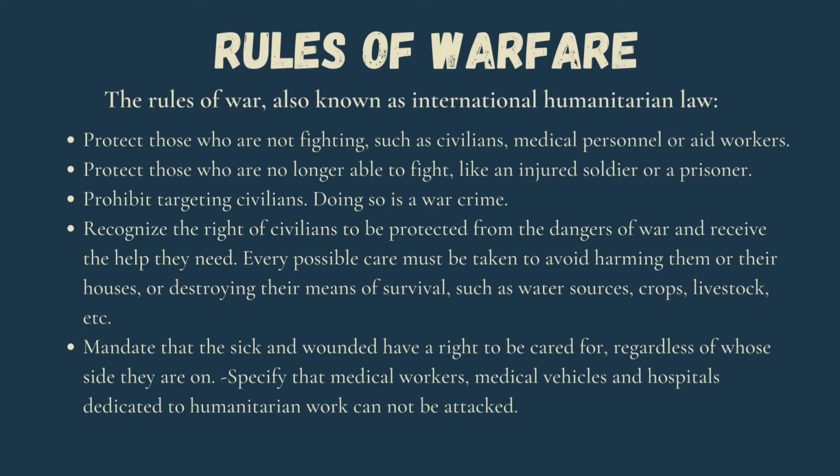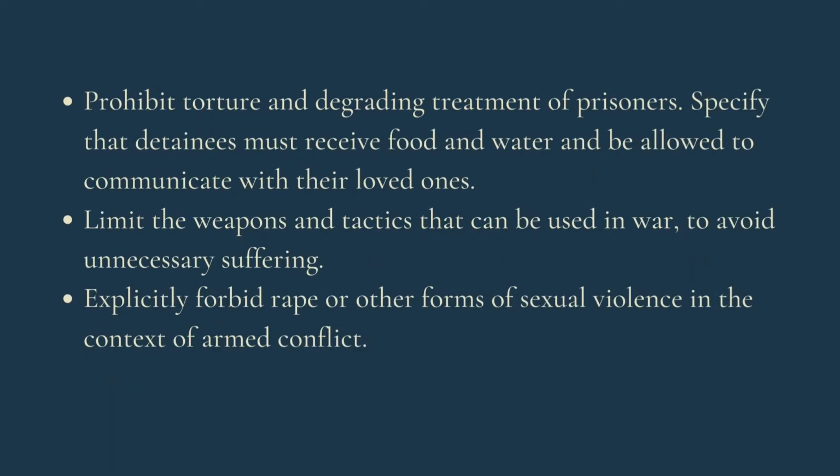Fifth is to mandate that the sick and wounded have a right to be cared for, regardless of whose side they are on, and to specify that medical workers, medical vehicles, and hospitals dedicated to humanitarian work cannot be attacked. Sixth is to prohibit torture and degrading treatment of prisoners, and specify that detainees must receive food and water and be allowed to communicate with their loved ones. Next is to limit the weapons and tactics that can be used in war to avoid unnecessary suffering. And lastly, to explicitly forbid rape or other forms of sexual violence in the context of armed conflict.